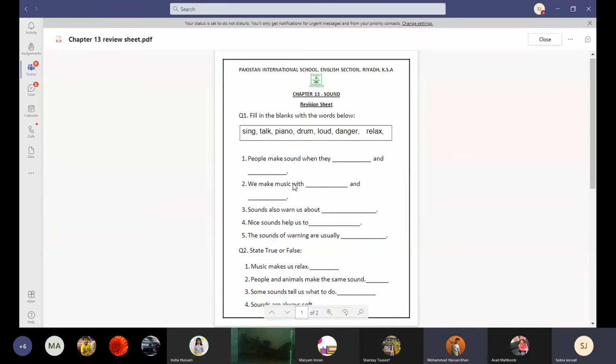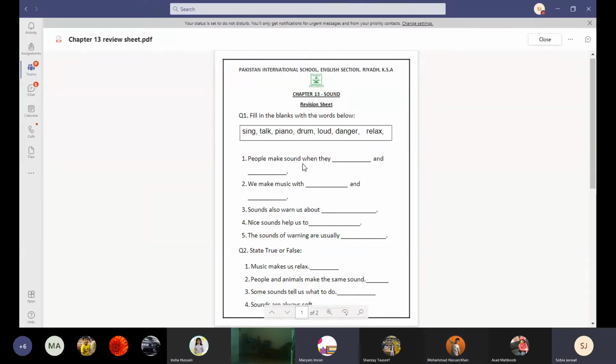Some loud sounds warn us of danger. What are those alarms which warn us? The fire alarm. Fire, yes. Ambulance. A police car siren. They tell us that maybe there is some emergency. So some loud sounds are helpful. If there is a thief at your home, you should call the police, 199.